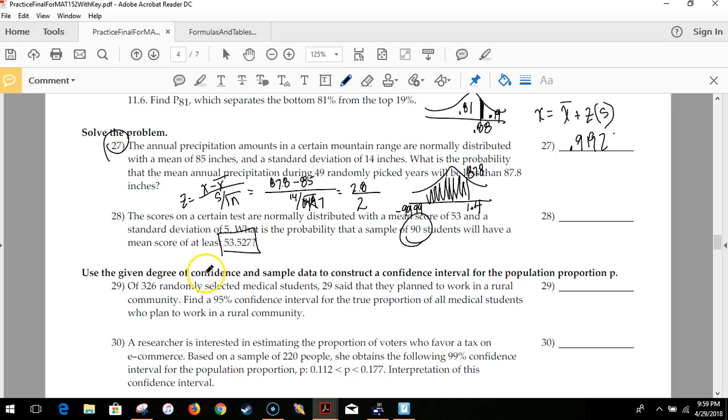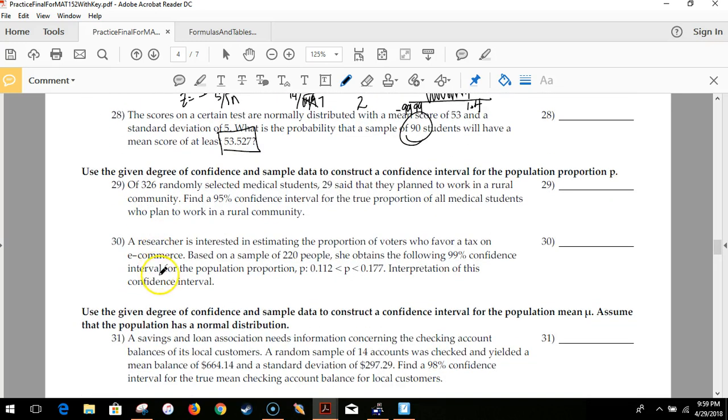That's the end of chapter 6. Which means we're going into 7 and 8, so we're almost done. You can see we're at question number 29. And this is all about confidence intervals. So I have a 95% confidence interval for the true population proportion. Of the 326 randomly selected medical students, 29 said they plan to work in a rural community.